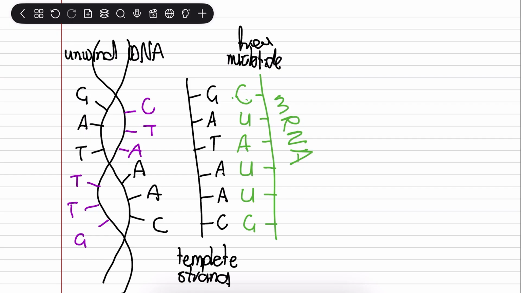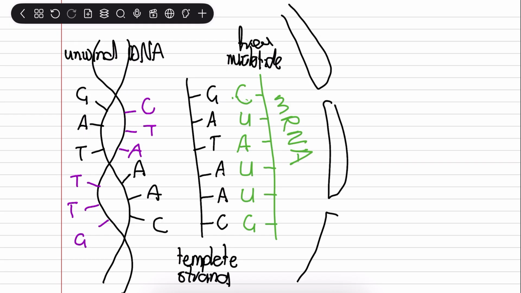So the mRNA strand will then leave my nucleus through the nuclear pore. It'll leave the nucleus into the cytoplasm, where transcription would then have ended. So that's all that is.